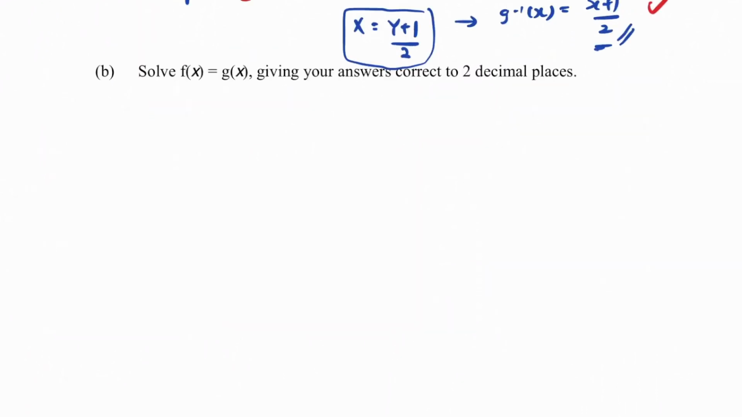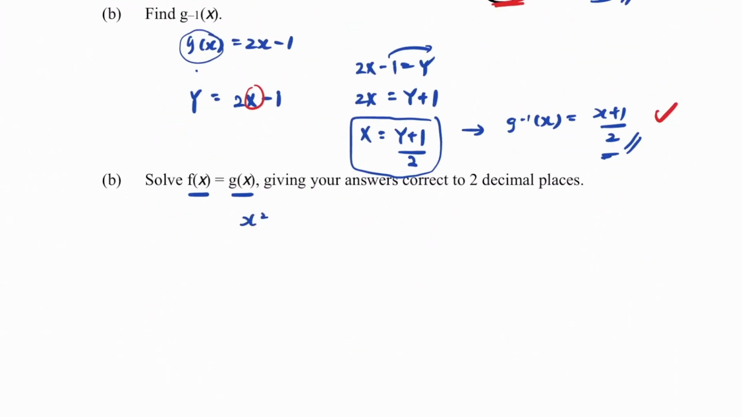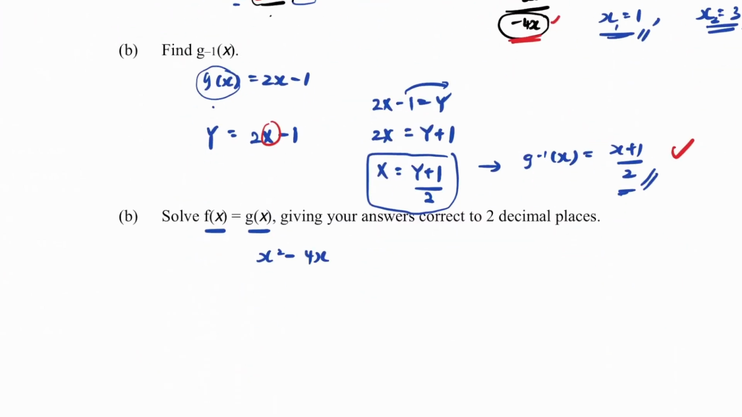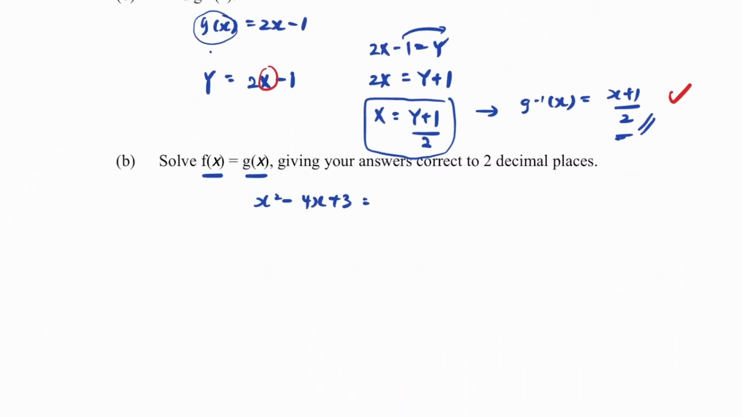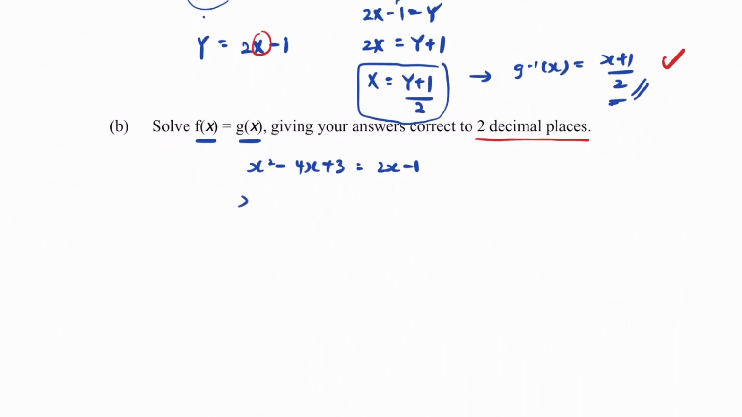Okay, as for the last part of these questions, we are required to solve f of x is equal to g of x. So let's see how we solve this type of question. So x squared minus 4x plus 3 is equal to 2x minus 1. Remember that the questions told you in advance that you need to put your answer into 2 decimal places. Let's see what it means. First, group all the like terms together. 4x minus 2x, plus 3 plus 1 is equal to 0. x squared minus 6x plus 4.